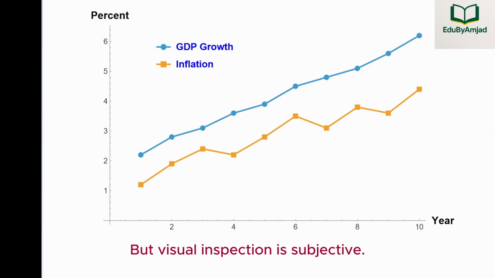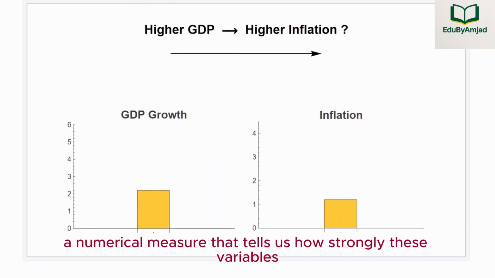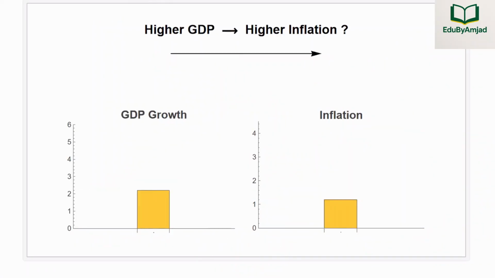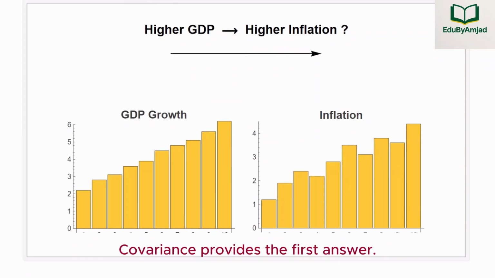But visual inspection is subjective. We require a numerical measure that tells us how strongly these variables move together. Covariance provides the first answer.